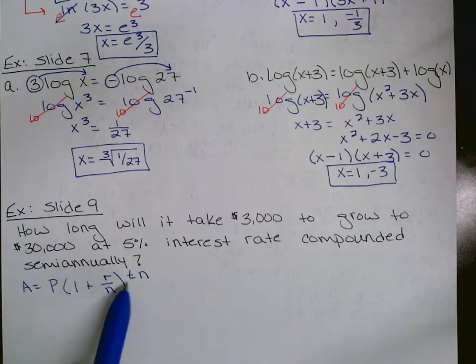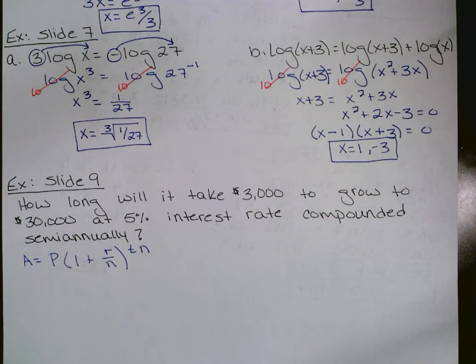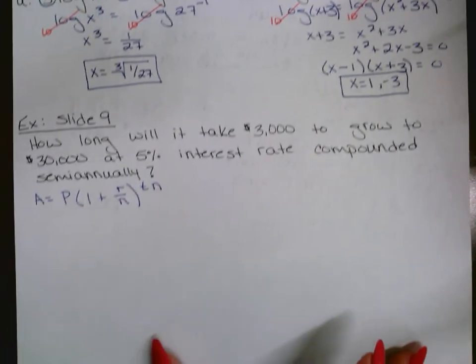How do we get that T? If what I want to solve for is how long will it take my money to grow, how do I get that T out of the exponent? How can I move it to the front? With logs and ln's. Okay? All right, so let's start analyzing the question.